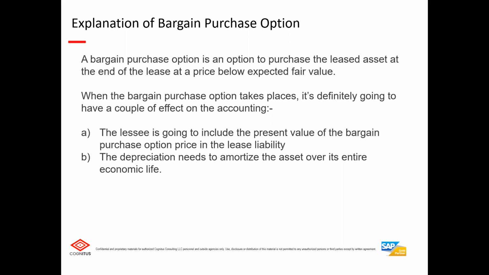effects on the accounting. The first one, the lessee is going to include the present value of the bargain purchase option price in the lease liability. And the second is the annual depreciation needs to amortize the asset over its entire economic life. So let's go through the example for this case on the next slide.